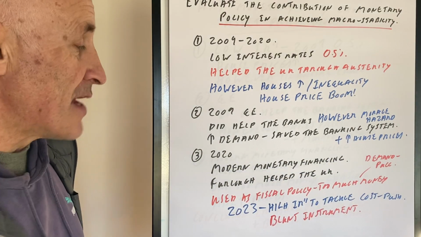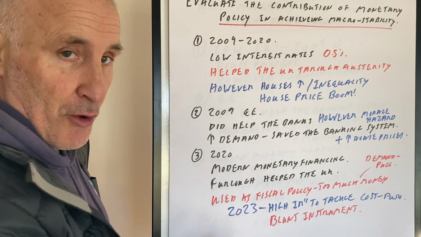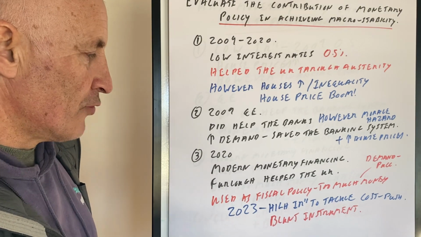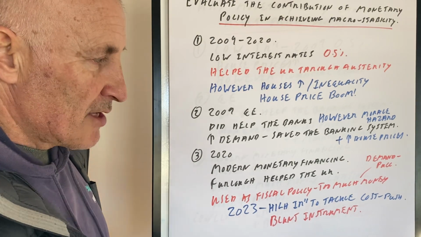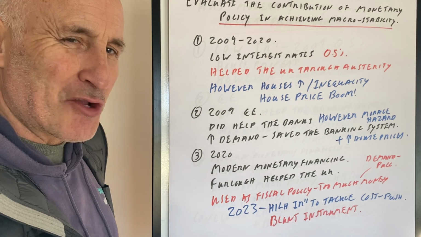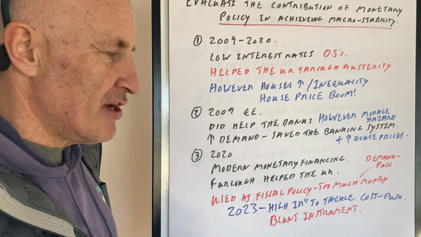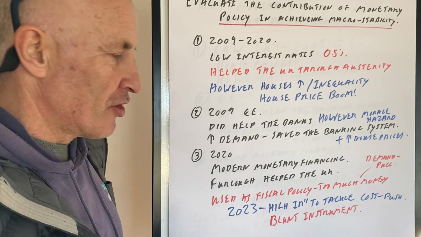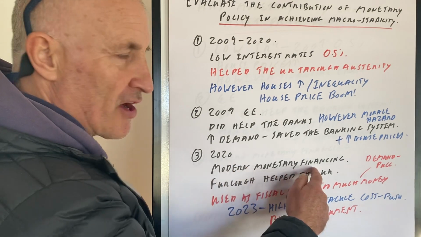In 2020, we continued to have low interest rates. In fact, they went down to 0.1% during this period of time. But we were probably in a bit of a Keynesian liquidity trap. Interest rates weren't really doing that much. But what the government did do, they used a thing called modern monetary financing.